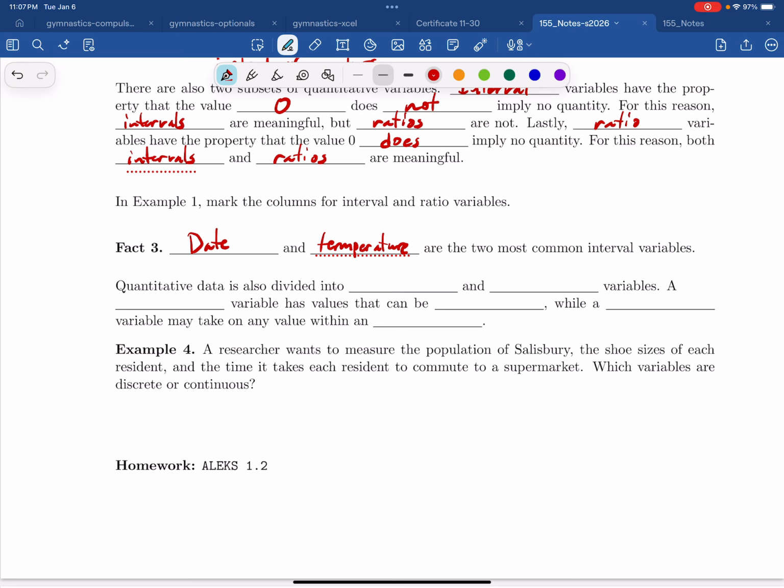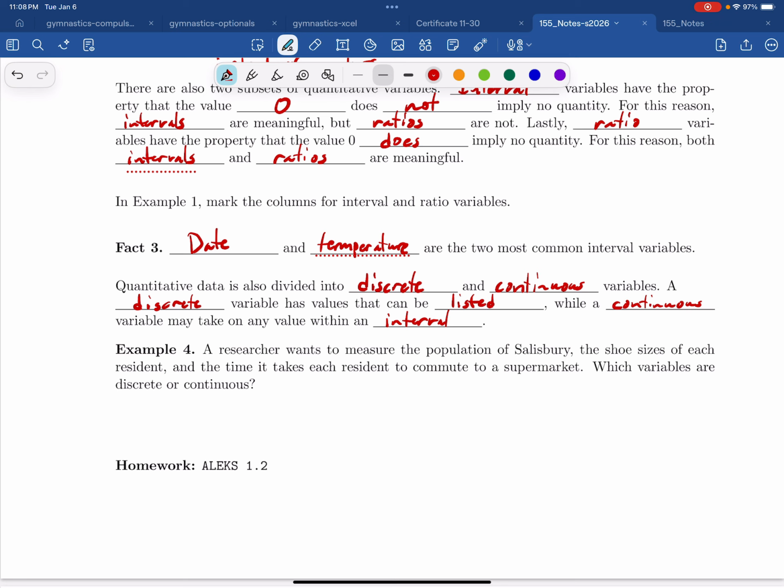Okay. Also, this is more important regarding quantitative data. Quantitative data is also divided into, put this one first, discrete and continuous variables. A discrete variable has values that can be listed, while a continuous variable may take on any value within an interval. And I feel a lot of times these definitions may not make a whole lot of sense until you see an example. So let's look at an example.